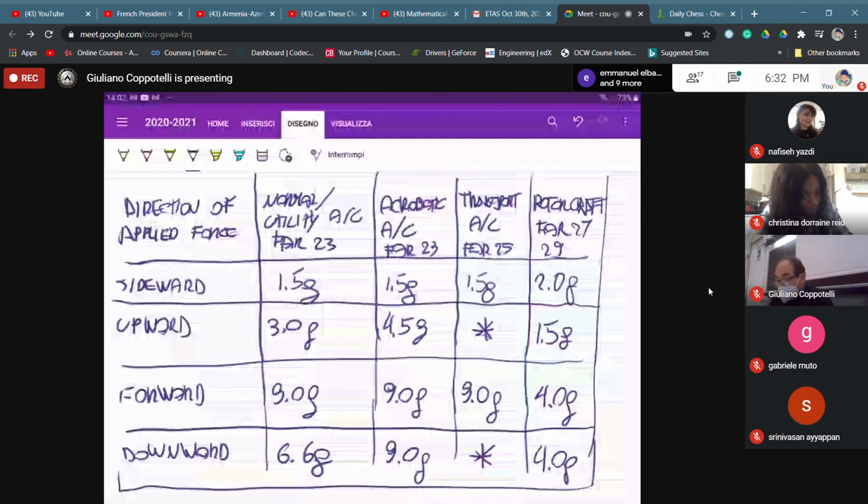Okay, I would like to end this class just by ending this ultimate load test. What is the requirement? So this test requires that these ultimate loads be carried out by the structure without failure.